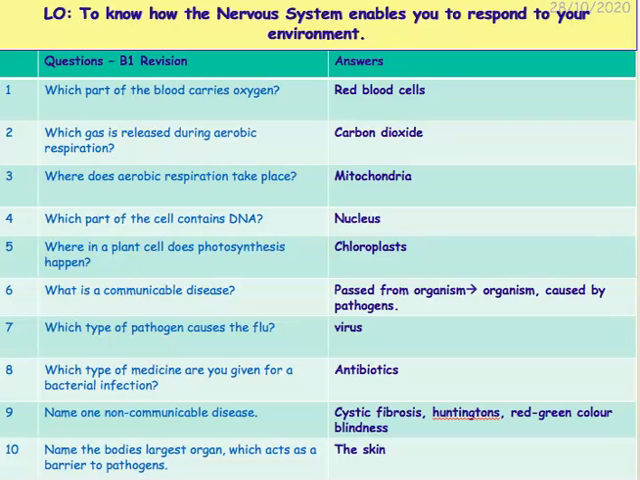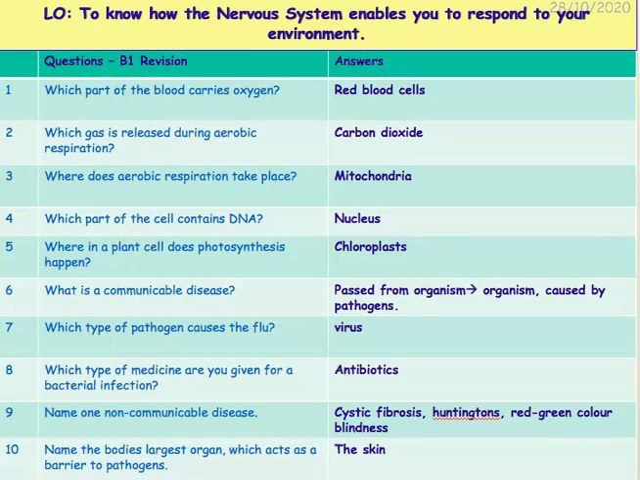Number 7, which type of pathogen causes the flu? That is a virus. Number 8, the type of medicine you are given for a bacterial infection is antibiotics. Antibiotics are not given for viral infections, they're only given for bacterial infections.